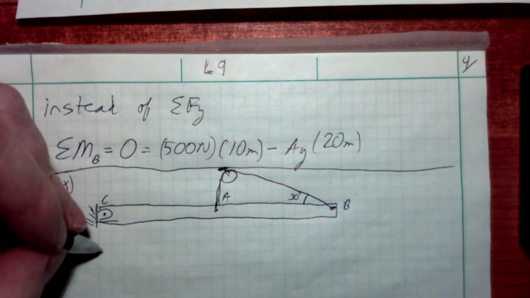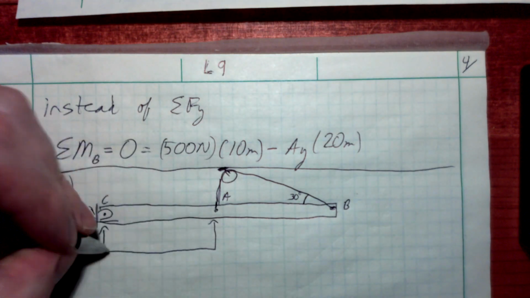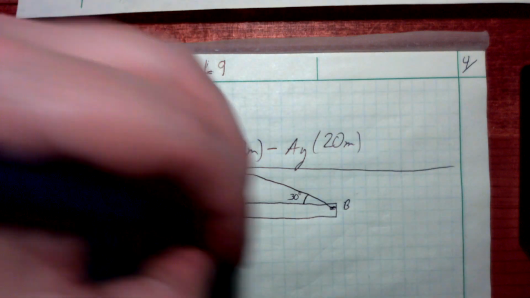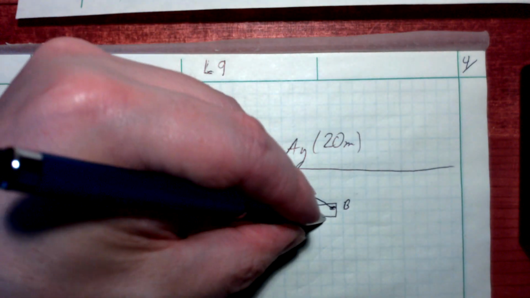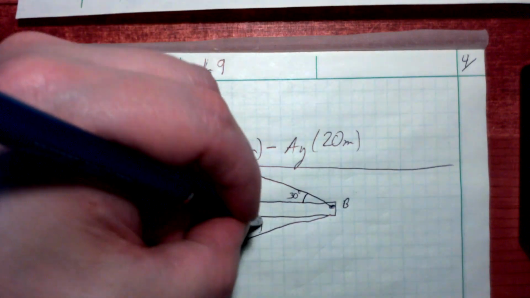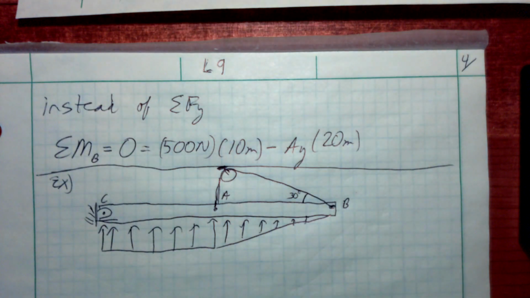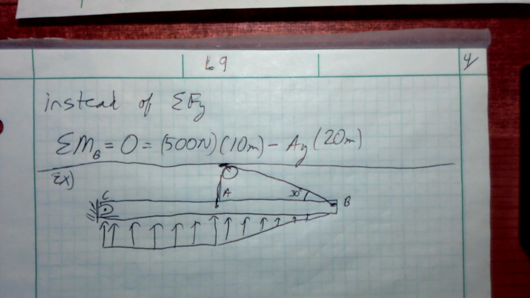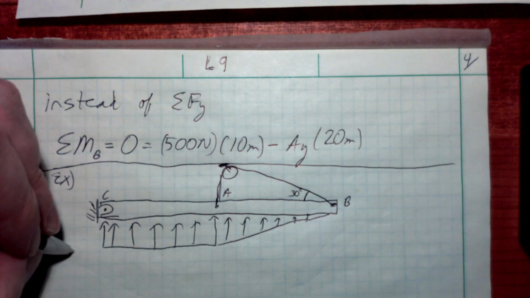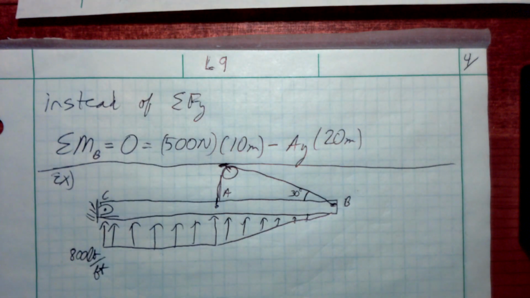And they're saying you've got this distributed load. It is a constant rectangular load from C to A. And then you've got a triangular load starting from A going down to 0 at B. So I'm not drawing that very straight, but it's essentially a triangular load going down. The maximum intensity of this distributed load is 800 pounds per foot.